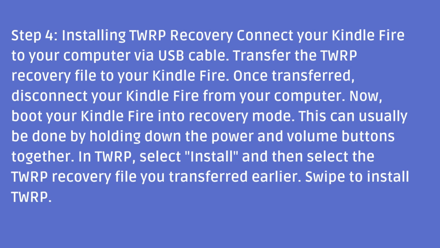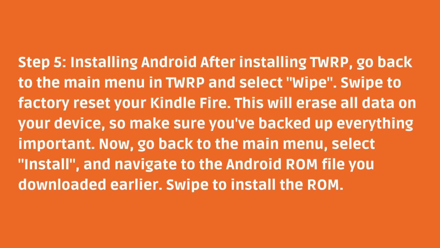In TWRP, select Install and then select the TWRP recovery file you transferred earlier. Swipe to install TWRP. Step 5. Installing Android. After installing TWRP, go back to the main menu in TWRP and select Wipe. Swipe to factory reset your Kindle Fire.